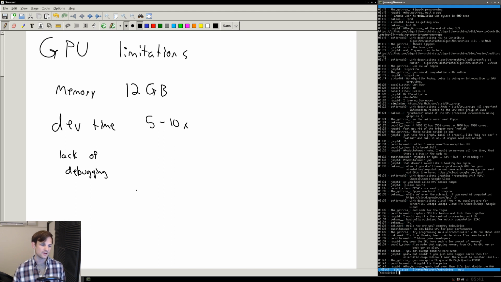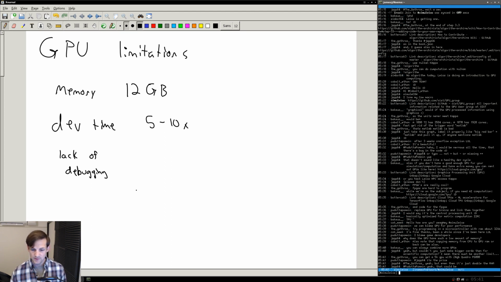We'll talk about this lack of debugging in a second when we do OpenCL stuff, if we get to that today, because the OpenCL stuff really highlights how bad debugging and error management is on the GPU. The final note is, this is not the CPU.